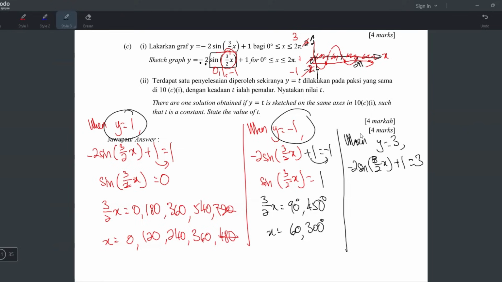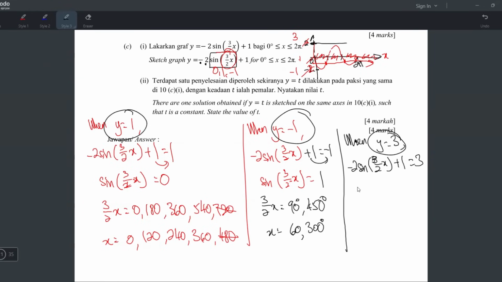Why? Why is it 1, -1, 3? Because you look here, the top is 3, and then 1, -1. That means you only have points at 3, 1, and -1. That is why your working here is 1, -1, 3. Yeah, because other places have no coordinates. There are no points in other levels. There's only points here, 3, 1, and -1.